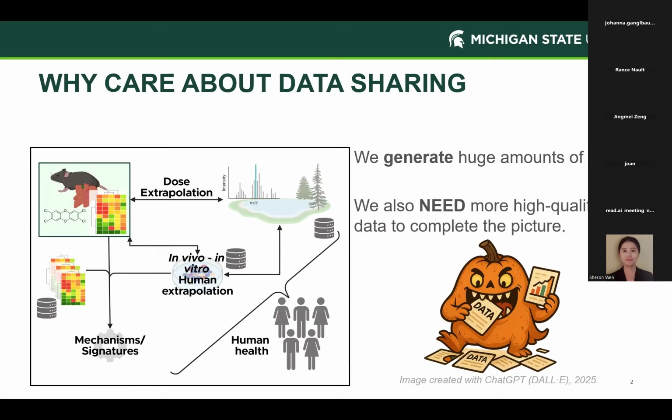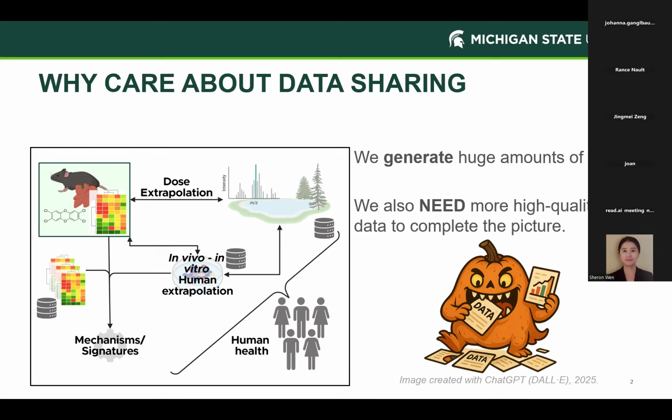So why care about data sharing, right? We've talked already a little bit about this, but we generate huge amounts of data. Even things that we don't think of as the main piece of data, like what was the body weight of the mice at different times or how much food they consumed. I come from a lot of mouse work, so I'll often refer to those kinds of things. This is all super useful data. Sometimes we just don't quite realize what kind of impact it can have.